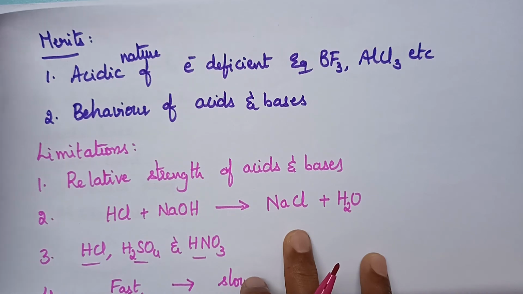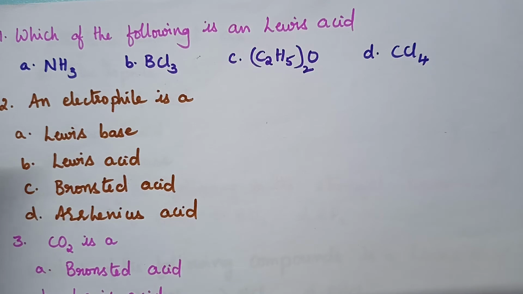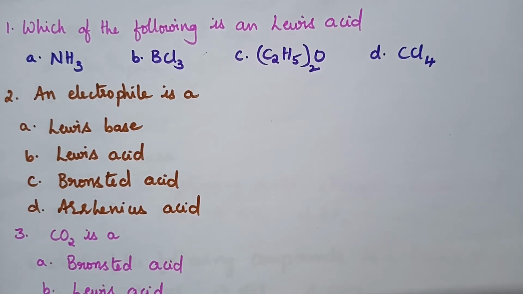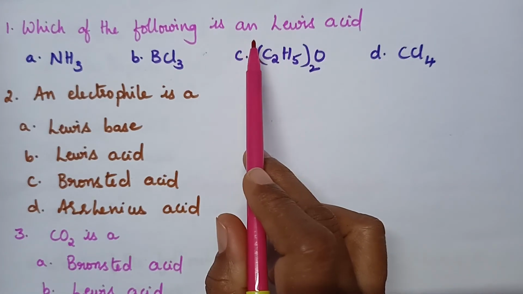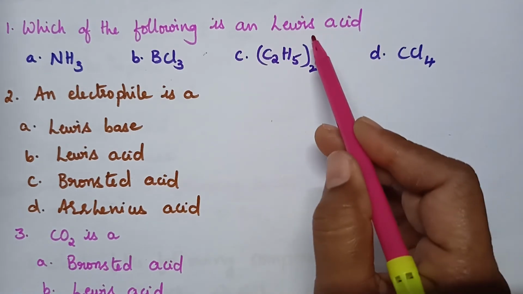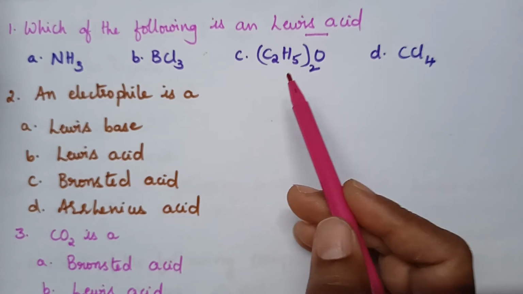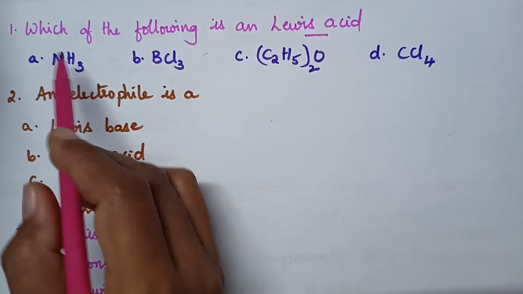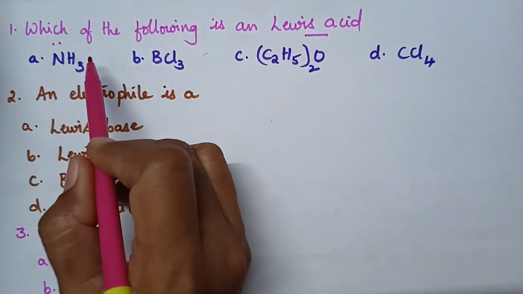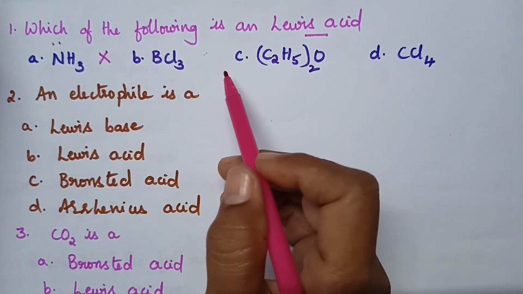Is it clear about the Lewis theory of acids and bases, students? Let us discuss the multiple choice questions based upon the Lewis theory of acids and bases. Which of the following is a Lewis acid? According to Lewis, what is meant by an acid? An electron deficient compound is called a Lewis acid. Coming to the first option, ammonia. It contains a lone pair of electrons, so it is an electron rich species. It is not a Lewis acid.